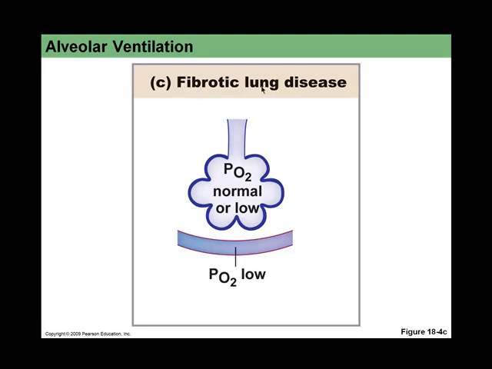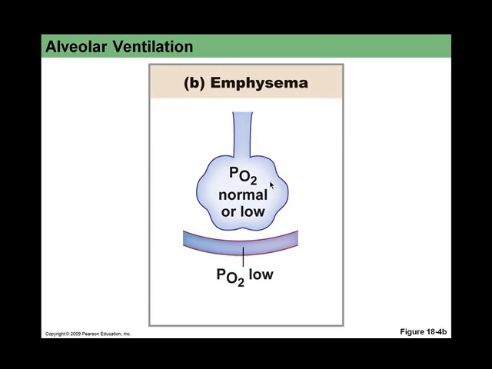With the fibrotic lung disease, the PO2 may be normal or low in the alveolar area, but you don't get the efficient exchange because you have a thickening of the membrane. So the property that has changed is the distance across which you have the diffusion. In this one, what has changed with emphysema? It's the surface area.